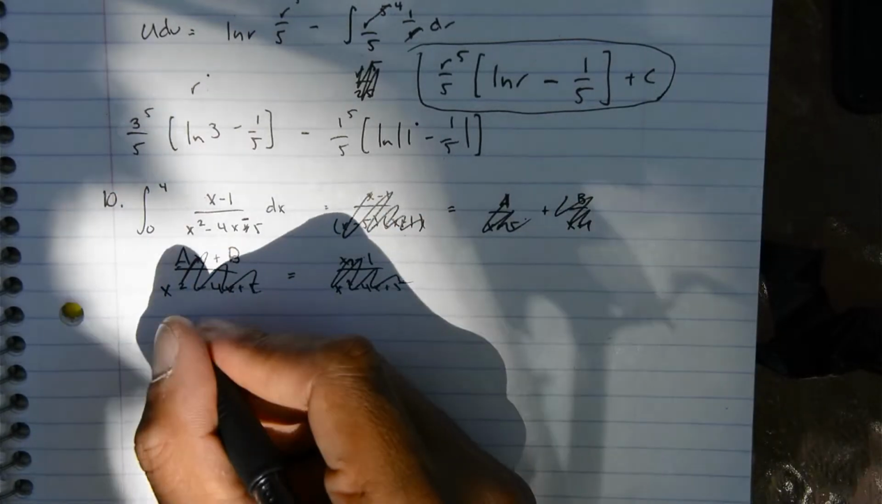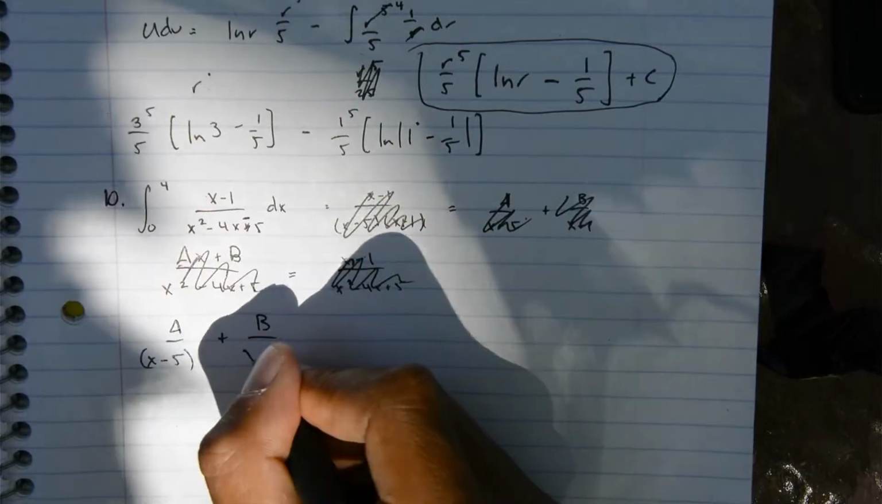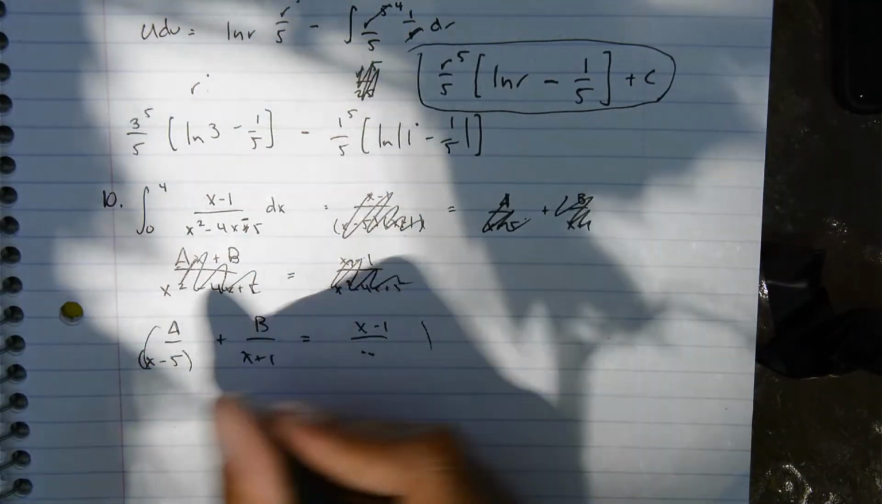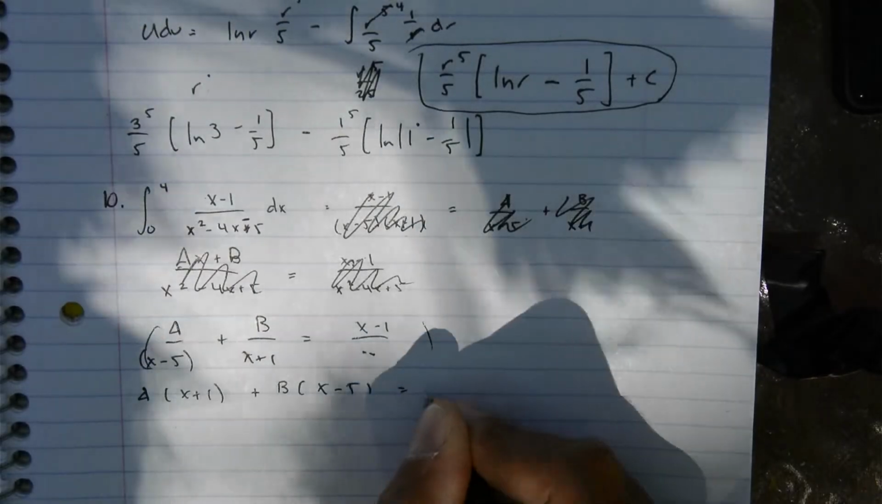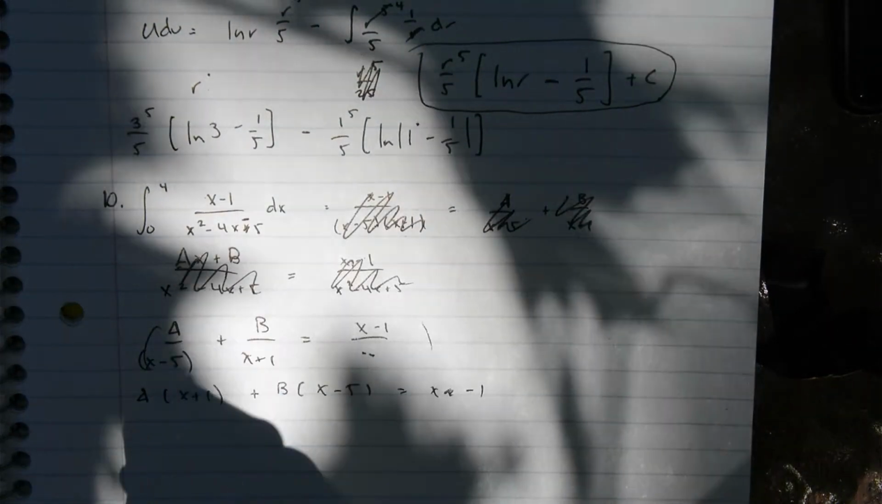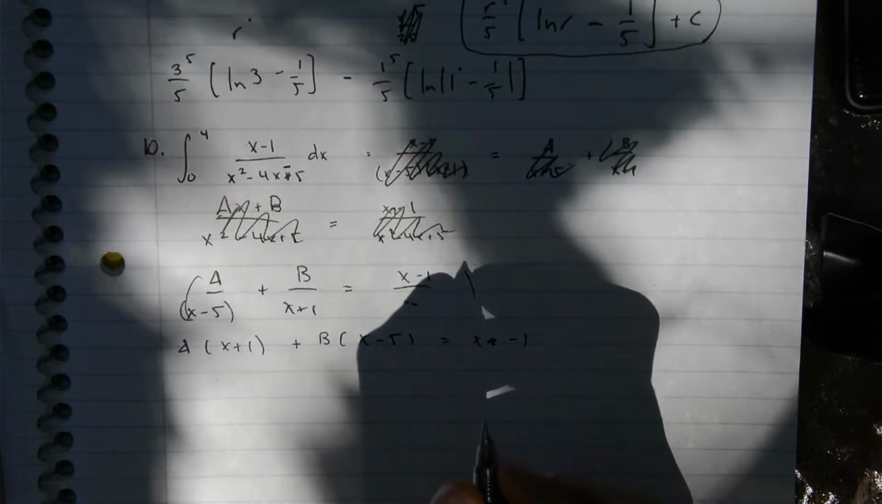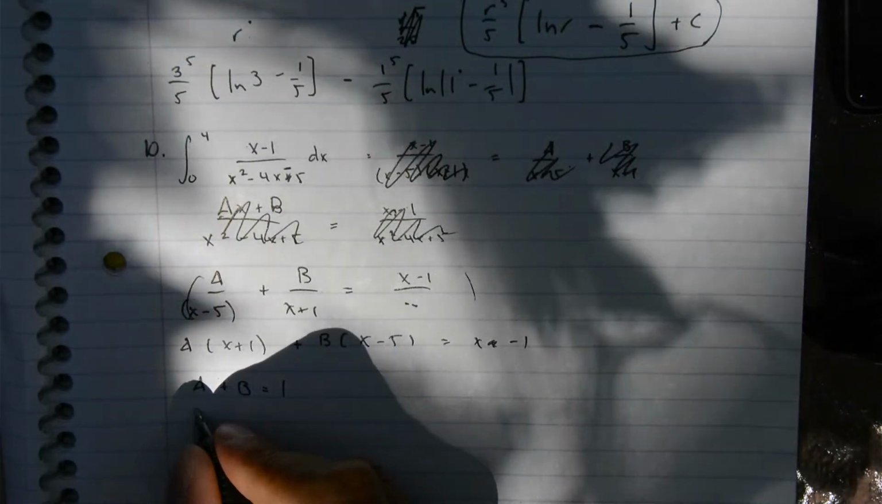This was right. So you have A over x minus 5 plus B over x plus 1 is equal to x minus 1 over the denominator. Then you do this and you get A times (x plus 1) plus B times (x minus 5) is equal to x minus 1. All right, so then we're going to get A plus B is equal to 1 and A minus 5B is equal to minus 1.